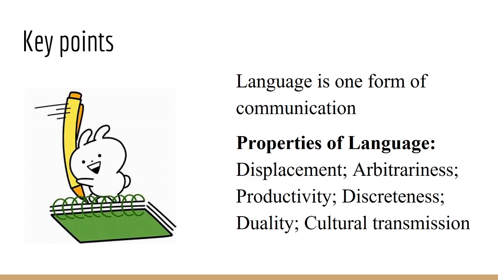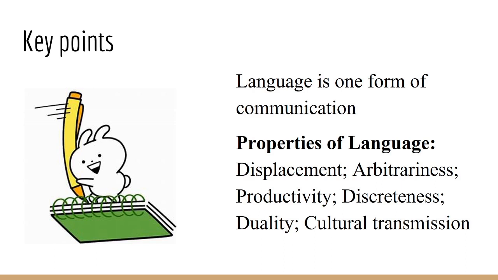Displacement is the ability to talk about the past and future. Arbitrariness means that there is no natural connection between a linguistic form and its meaning. Productivity is the ability to create or invent new words. Discreteness means that the sounds of language are different from one another.